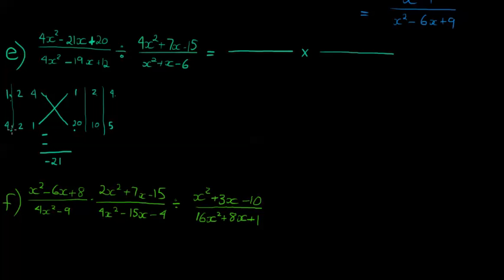4 and 4. Let's just confirm. 1 times 5 is 5. 4 times 4 is 16. This works. Perfect. It wasn't that difficult. Okay, so this one has to be negative 5, so it's 1 times negative 5. And this one is 4 times negative 4 to give me negative 16.